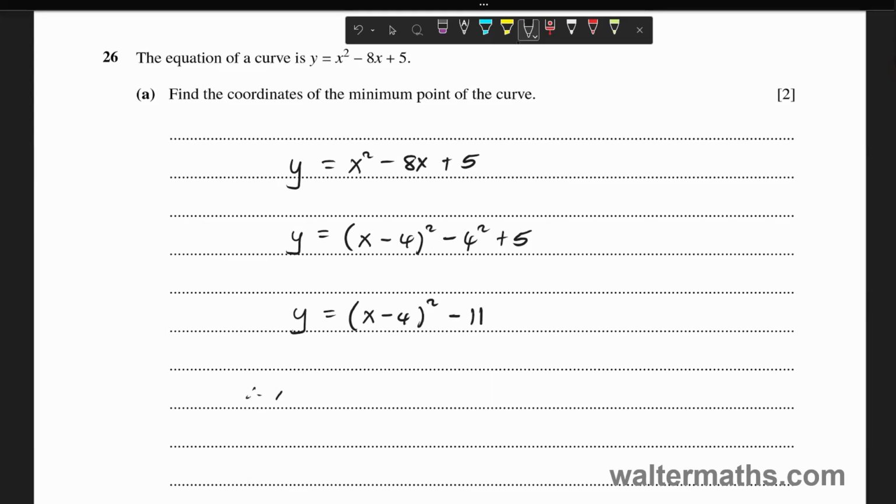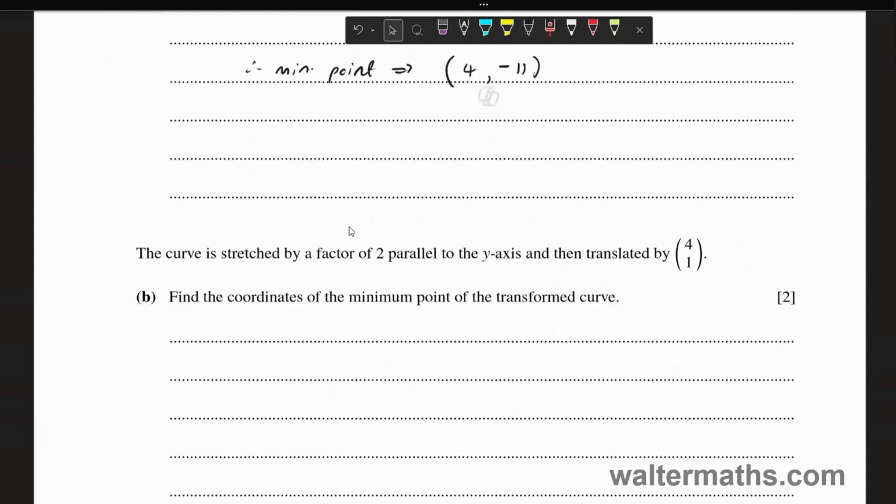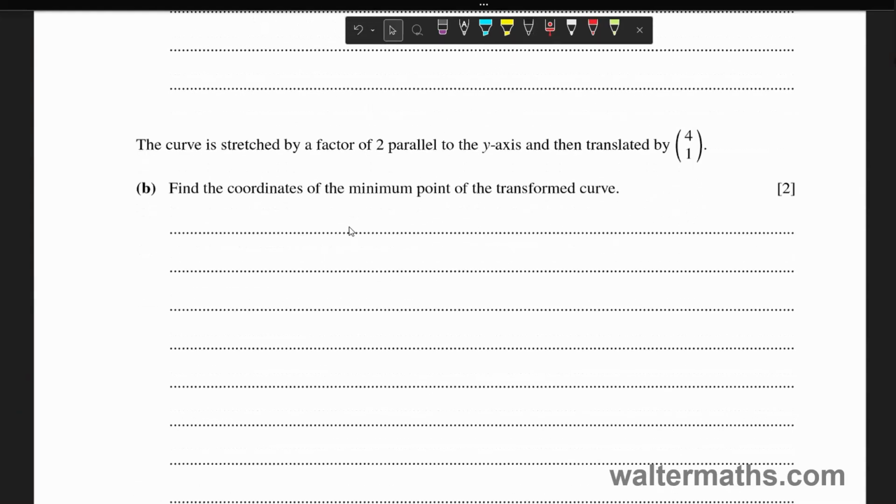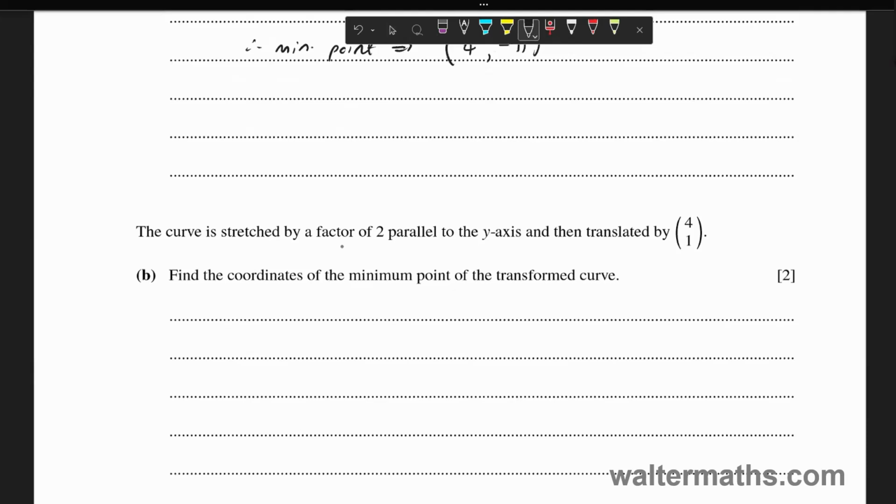So therefore, the coordinates of the minimum point are going to be, we take 4 here, so 4 and minus 11 here. So that's what we'll be having for part A. On part B, the curve is stretched by a factor of 2 parallel to the y-axis and then translated by (4, 1). So find the coordinates of the minimum point of the transformed curve.